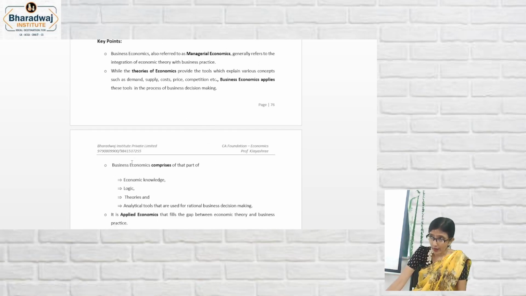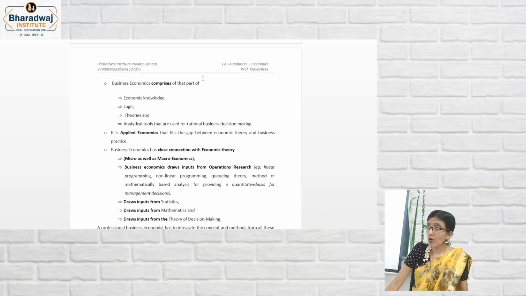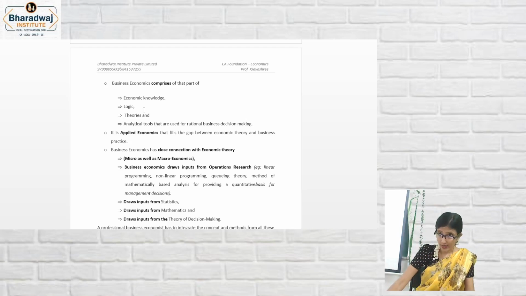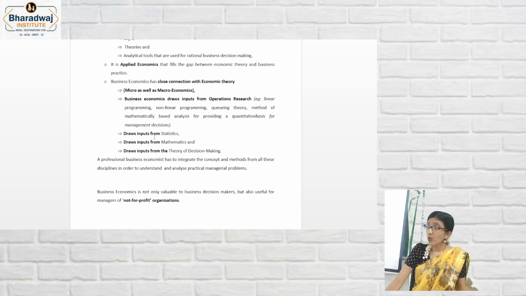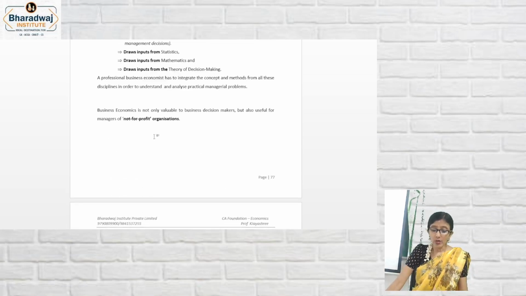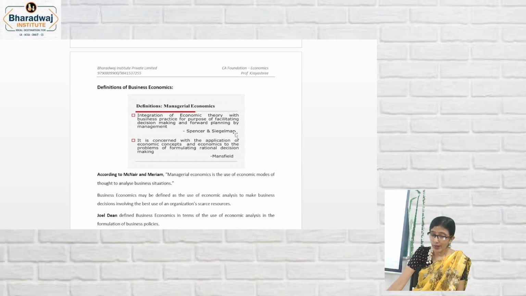This is where you will be in a fix. I mean, they will ask you questions. Business economics comprises of economic knowledge, logic, theories, analytical tools. One among this will not be given, there will be an odd man out. You have to identify the odd man out like this. This chapter is fully like this only. Look at it, why it's called applied economics, why it is an interdisciplinary science, what is the meaning of interdisciplinary science.